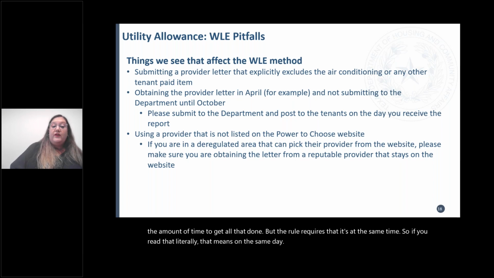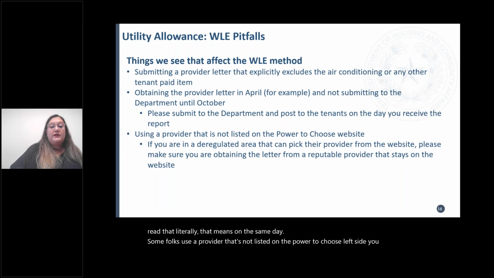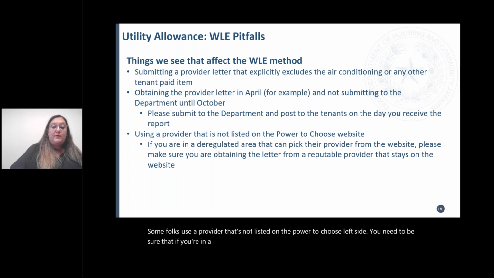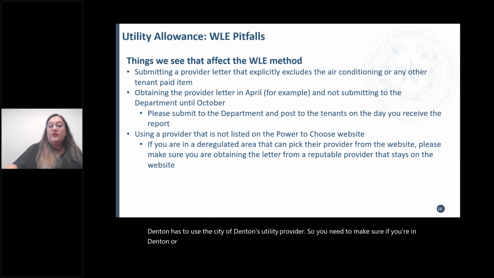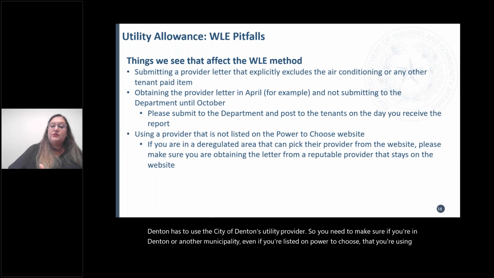Some folks use a provider that's not listed on the Power to Choose website. You need to be sure that if you're in a deregulated area, you go to that Power to Choose website and you use a provider that's there. Denton's zip code is on the Power to Choose website. However, the city of Denton has to use the city of Denton's utility provider. So you need to make sure if you're in Denton or another municipality, even if you're listed on Power to Choose, that you're using what your tenants have to use.